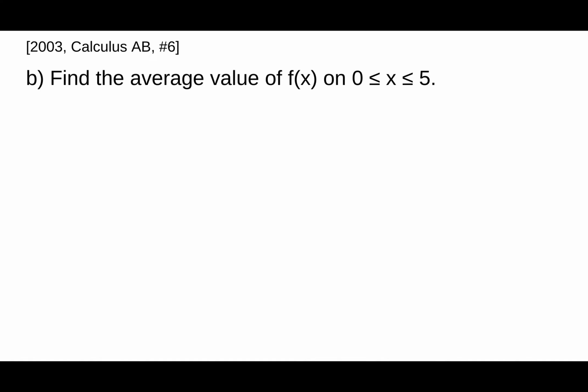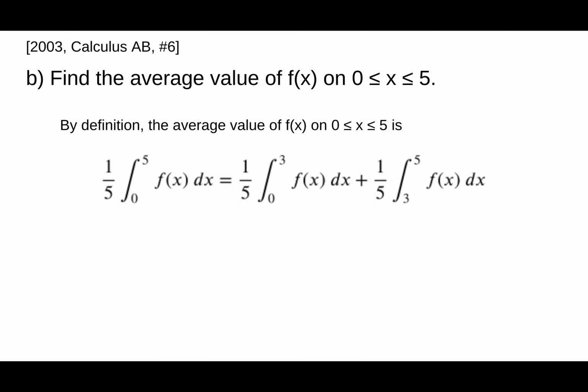All right, find the average value of f of x on the interval from 0 to 5. Now by definition, the average value of f of x on this interval is an integral. It's 1/5 the integral from 0 to 5 of f of x dx, which we can split. In fact, we need to. We can split that into two integrals, 1/5 the integral from 0 to 3 of f of x dx, plus 1/5 the integral from 3 to 5 of f of x dx.